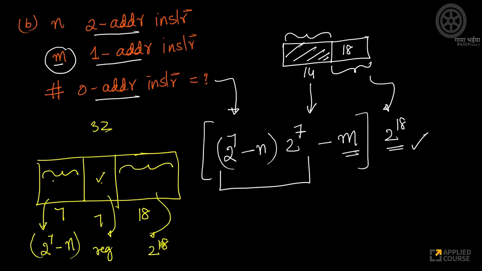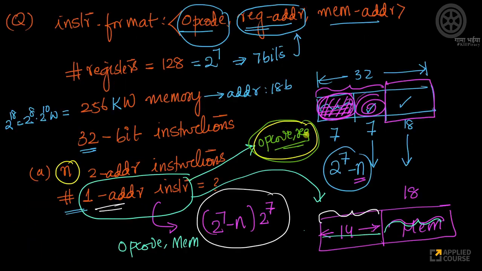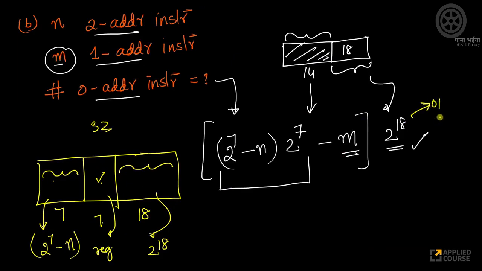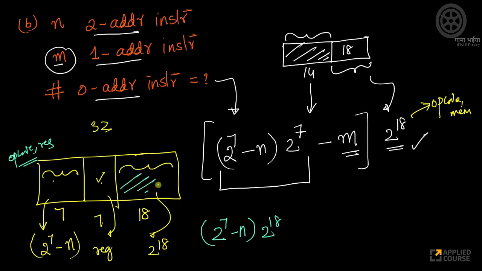2 power 18 possibilities. So if we have opcode, comma, register format and not opcode, comma, memory format, for my 1 address instructions, if they're opcode, comma, memory, then the earlier answer is right. But if my 1 address instructions are opcode, comma, register, that's also a 1 address instruction, right? If that's the case, how many possibilities do I have? These are the total number of 1 address instructions I can have. The number of total 1 address instructions is 2 power 7 minus n, into 2 power 18, because these 18 bits are also at my disposal.